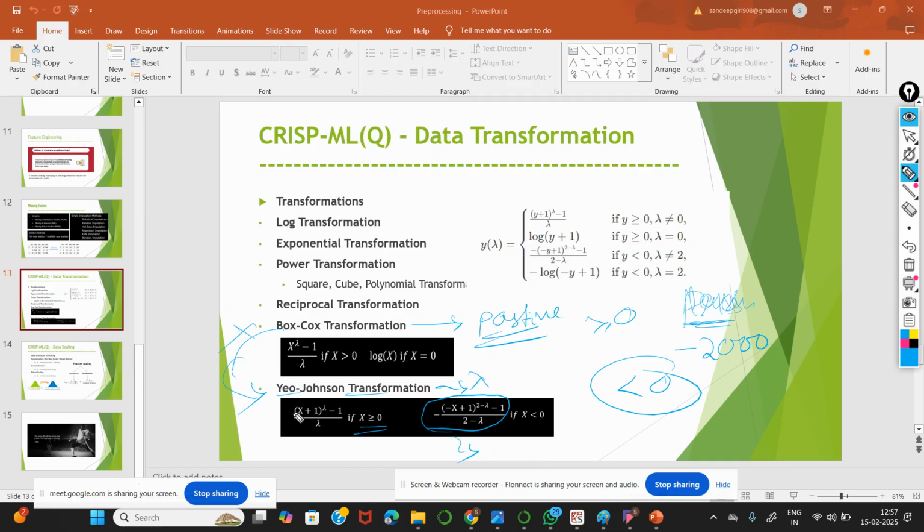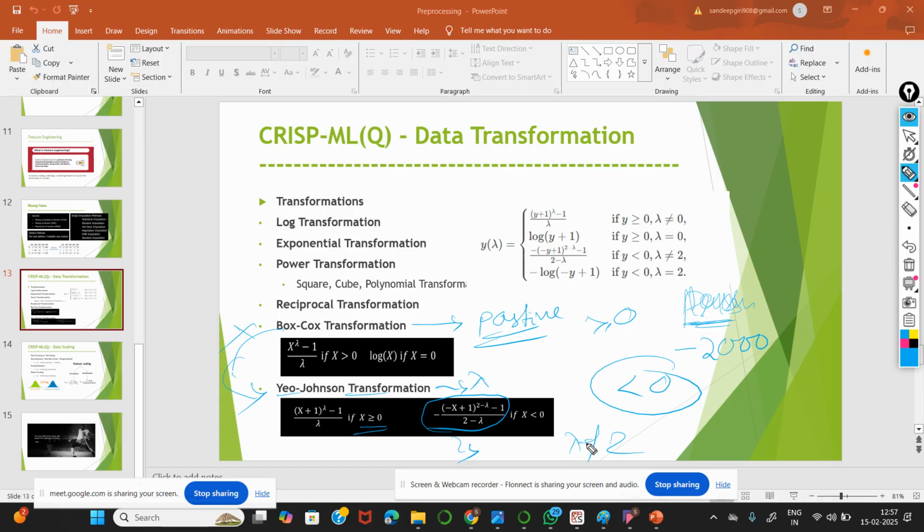There is a change here: there is a minus outside, and inside it is minus (minus x plus 1) to the power of 2 minus lambda, divided by 2 minus lambda. If your x value is less than 0, it will use this formula. Obviously, lambda could be anything, but it shouldn't be equal to 2, because if 2 minus lambda is 0, then the denominator is 0.